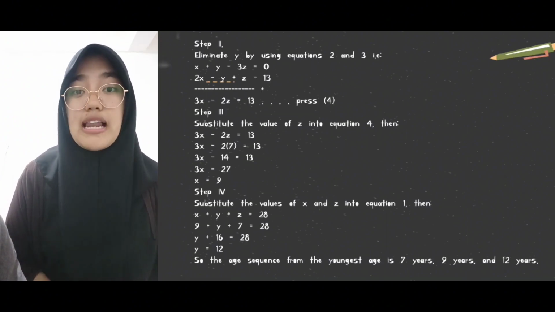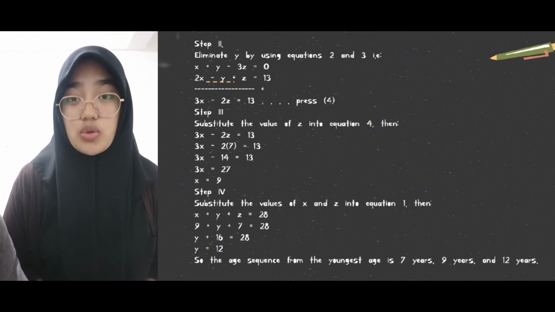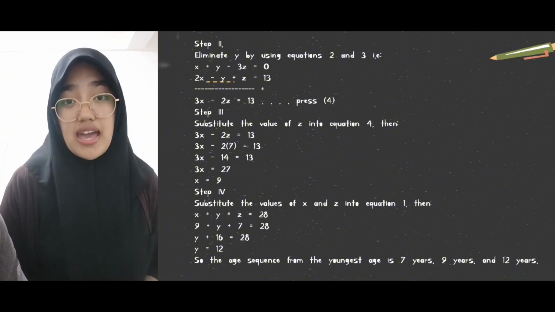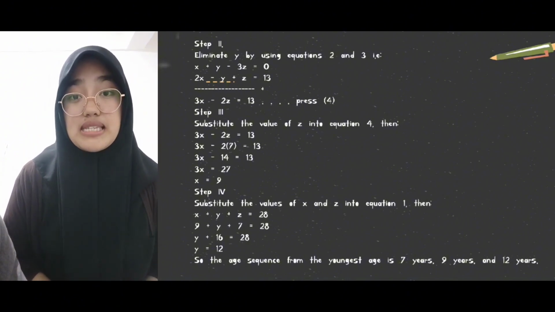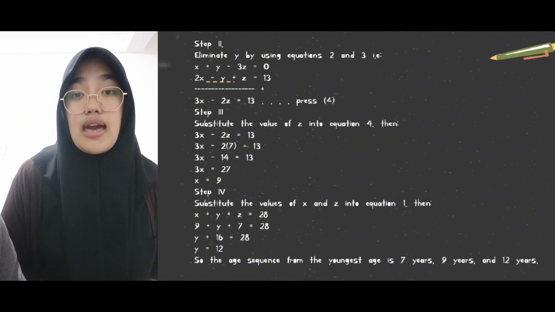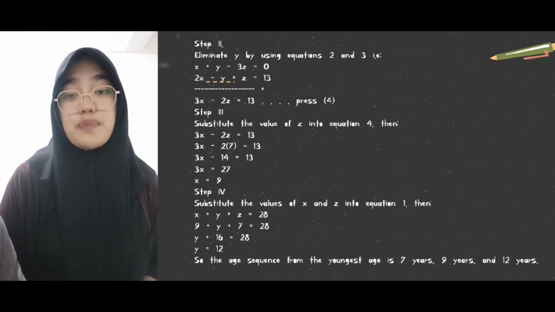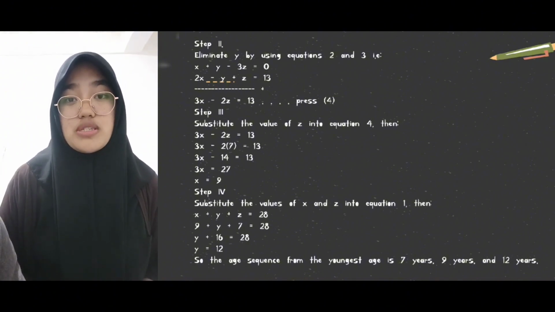Step 2. Eliminate y by using equations 2 and 3. x plus y minus 3z equals 0, and 2x minus y plus z equals 13. Adding them gives 3x minus 2z equals 13, which is equation 4.